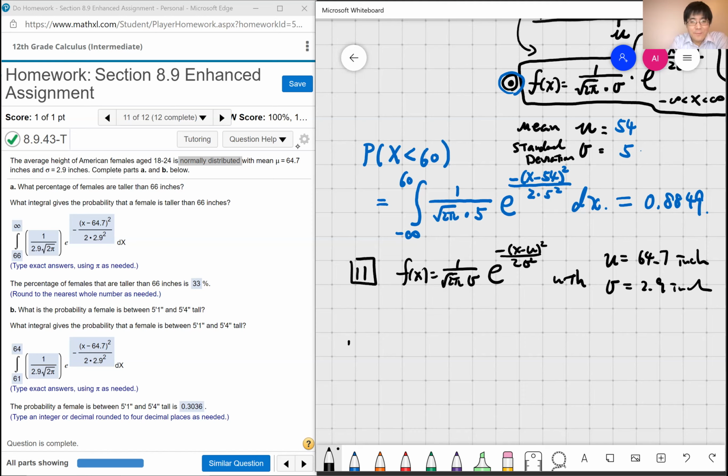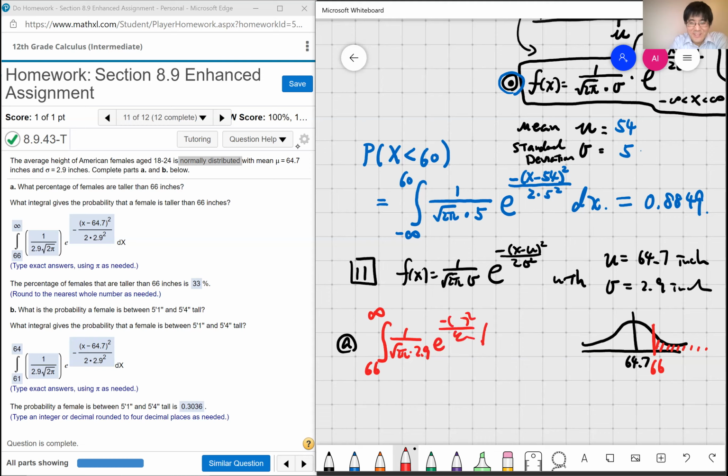Okay. Part A. What percentage of females are taller than 66? So we are writing it down like this. Here the middle is 64.7. What is the probability the randomly picked female is taller than 66? We want to find the area to the right of 66. So we set up the integral from 66 through infinity of 1 over square root of 2 pi sigma times e to the power of whatever here. Then you will use a calculator to find it.